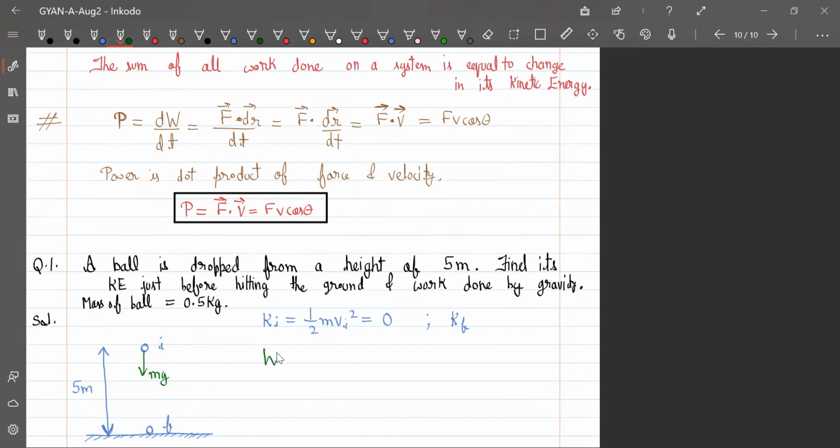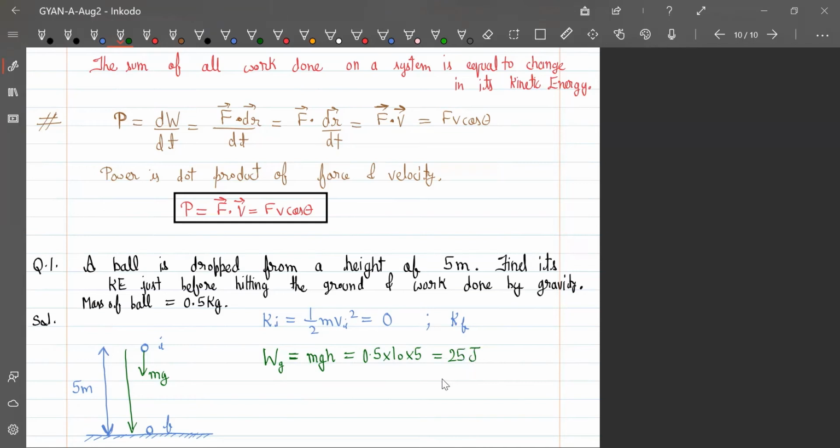Aditi, tell me the amount of work done by the gravitational force. Will it be plus mgh or minus mgh? Sir, plus mgh, because the force and the displacement are in the same direction, it is going downward. Yes sir. So mgh we can calculate, that is 0.5 into 10 into 5. Yes, 25 joules.